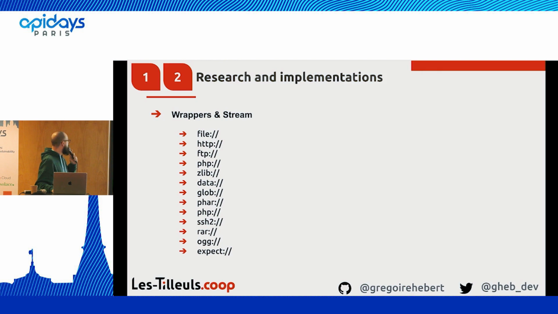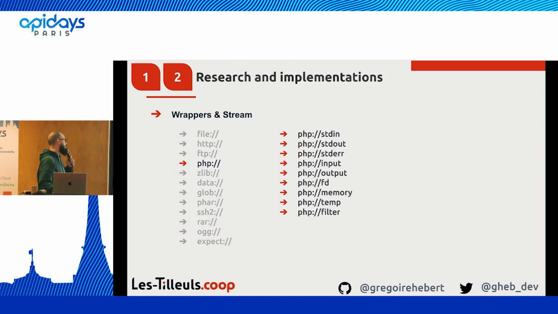Here are some wrappers in PHP where I can grab some stuff. I want to get the PHP one, and in the PHP one there are a bunch of them. We can see that I have the stdin, standard input. I might use this one. I also can use the input one, which is basically the standard input but read-only, which is fair enough for what I need. And in addition, it can be used as a stream.